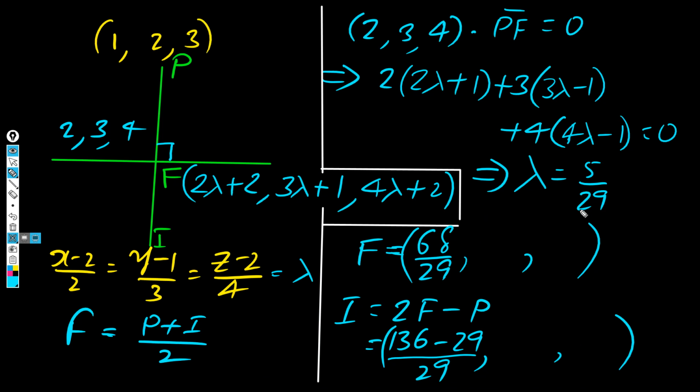Lambda is 5 by 29, here it is 15 plus 29, 44 by 29. We substitute lambda here. 44 by 29, twice F minus P. Twice F means it is 88 minus 68. 88 minus 68, please. 20, right?